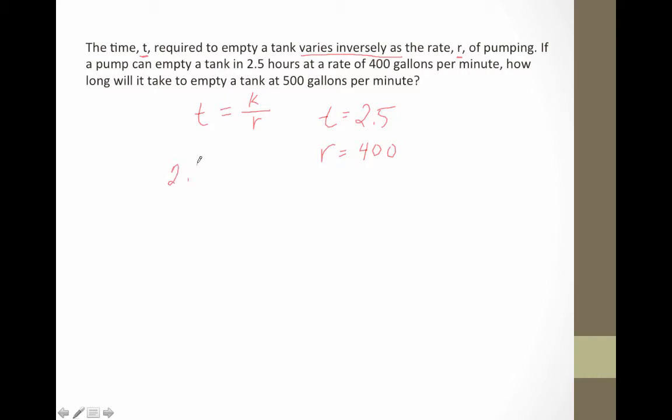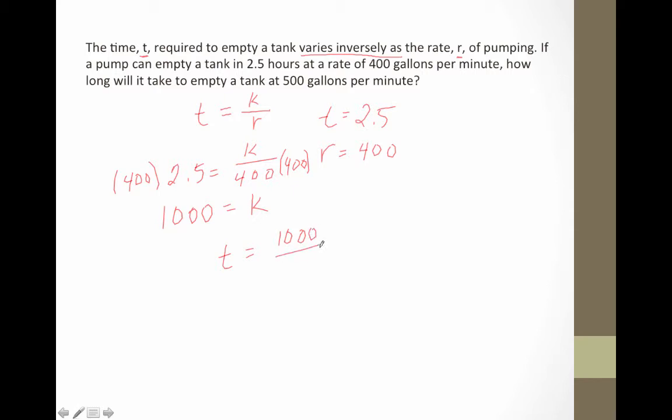So we've got 2.5 equals k over 400. So again we've divided, again we need to undivide. So multiplying: 400 times 2.5 is 1,000. And then the question is, how long will it take to empty a tank at 500 gallons per minute? So what is t? How long will it take?